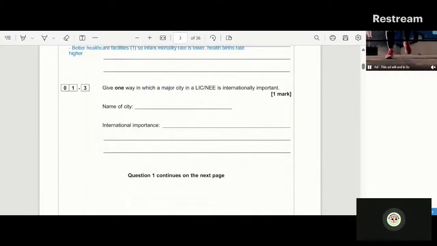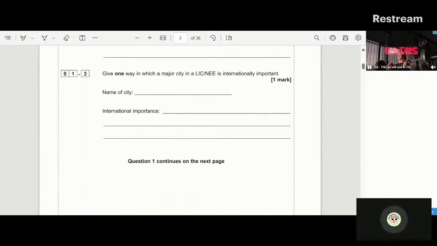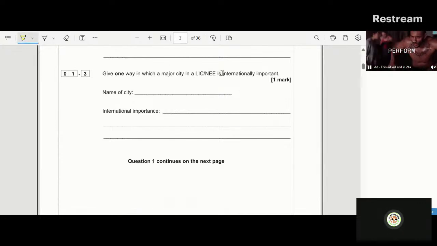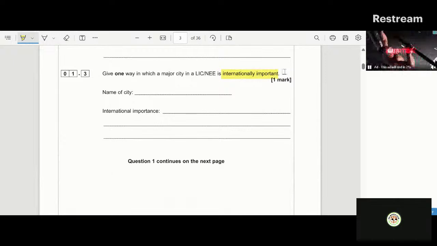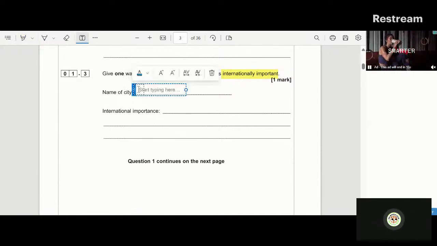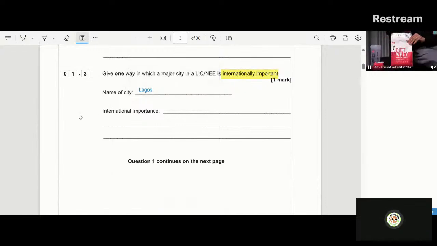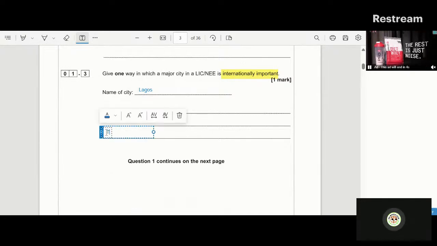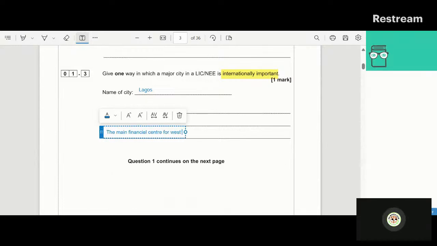Moving on to the next question. Give one way in which a major city in a low-income country or newly emerging economy is internationally important. So most of you probably study Lagos. That would be the most common one there. And what is its method for being internationally important? Well, internationally, you should know Lagos is the main financial center for West Africa. Or especially during 2019, this was the case, but not so much now.